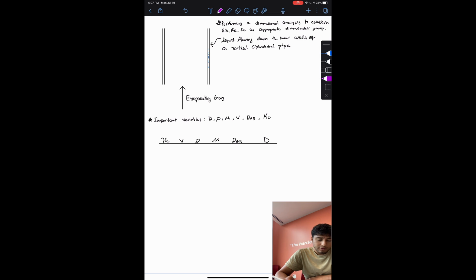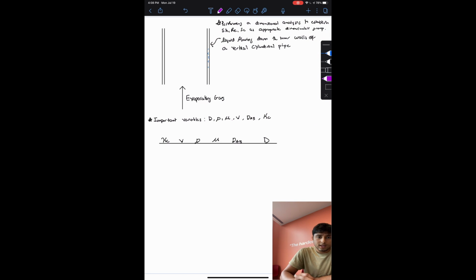We also know that we have important variables to note in this problem that pertain to this exact scenario. The density, diameter, viscosity, velocity, diffusivity, and mass transfer coefficient. And we want to make a dimensional matrix to solve this problem.